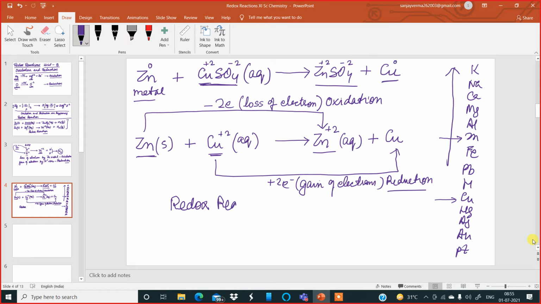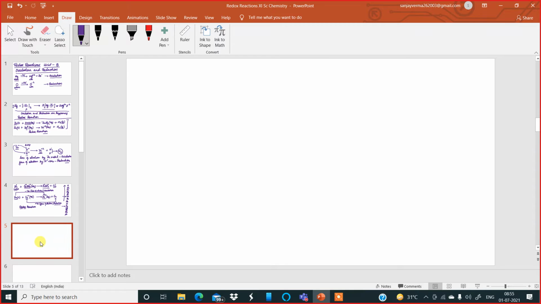Yes, sir. Redox reaction, because both reduction and oxidation are happening simultaneously. They are happening at the same time, one after the other, isn't it? Are you getting it, boys? Yes, sir. Okay. Do you have any question? Anybody? No question. Okay.